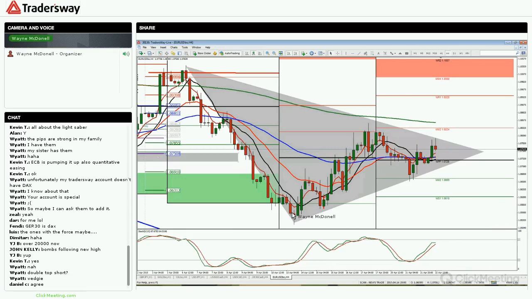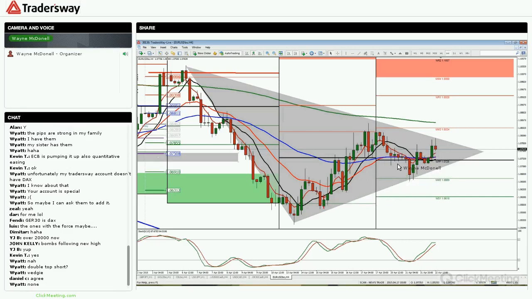See, what I'm seeing here is a lower high and a higher low. What's the trend? What trend do you have when it makes a lower high and a higher low?